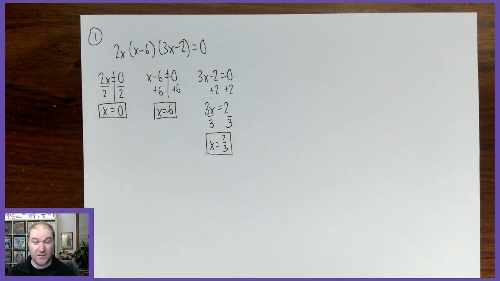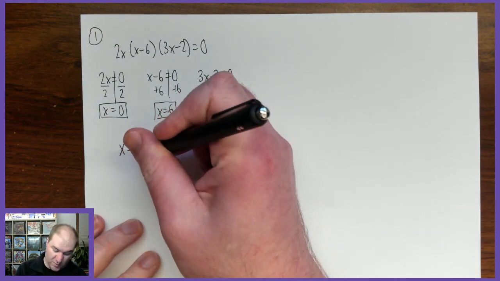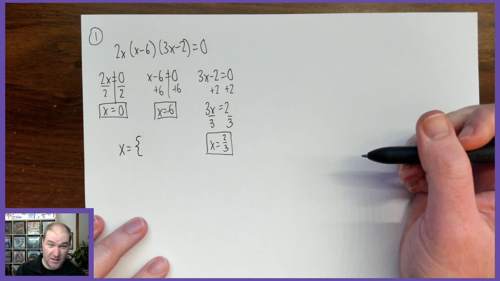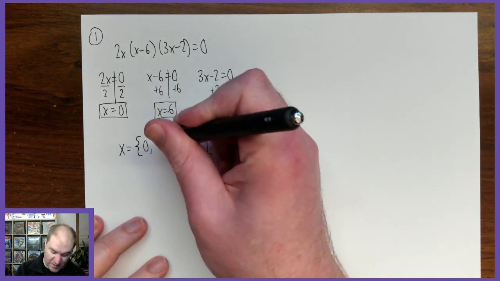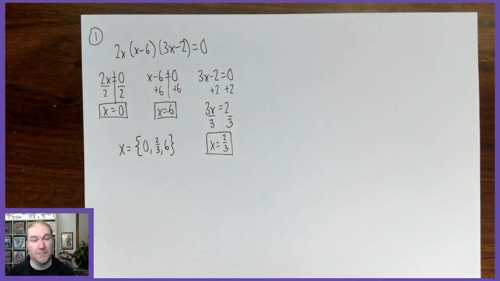You can write the answers like I have them here, and another way to write them is to put x equals and then do a squiggle bracket and list them. I like to list them in order from lowest to highest, but that's not required.